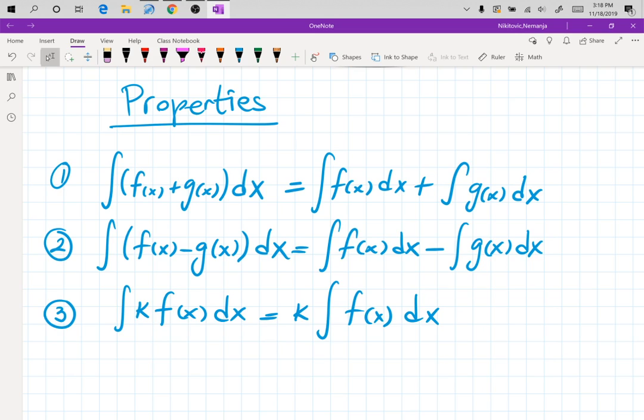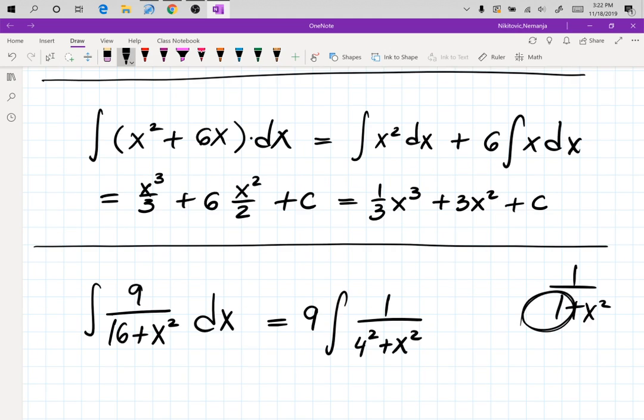So 9 you can kick outside, and now this becomes 4 squared plus x squared, and it's in the form that we are expecting for inverse tangent, which is 9, and then you have 1 over a, which is a quarter, inverse tangent of x over 4 plus c, and then just 9 times a quarter is 9 quarters. So 9 quarters, inverse tangent, x over 4 plus c, and that gives us the answer.